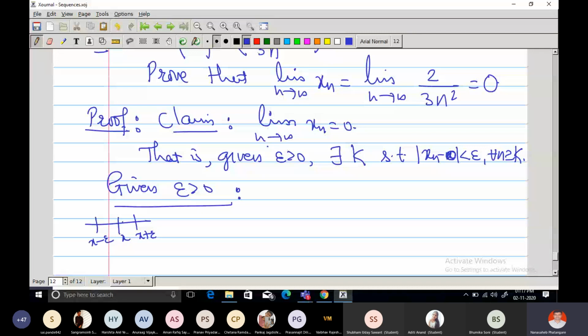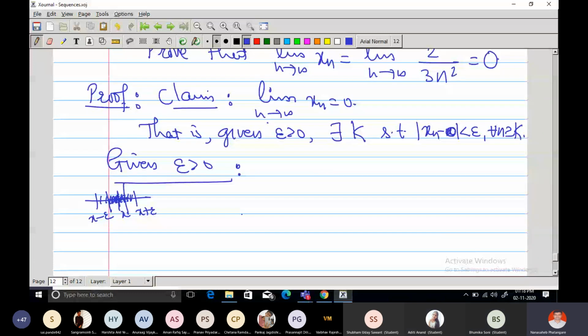You look at the terms from k onwards, all terms are in this range, x minus epsilon to x plus epsilon. And no matter what smaller epsilon you give, suppose you give me a very small distance from x, still I can produce k such that after that all terms are in this range. Is it clear? What I said, is it clear? Yes, sir. And therefore our process starts with given.